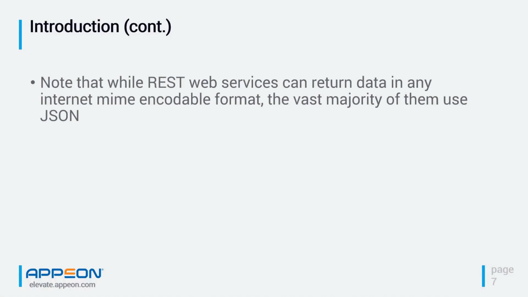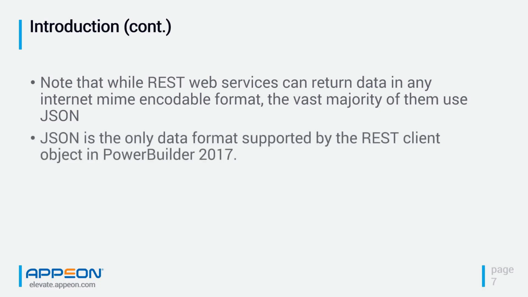Something else I'll note is REST web services, according to the protocol, can return data in any internet MIME encodable format. They can return XML, JSON, a zip file, anything you can MIME encode. However, the vast majority of them use JSON to return the data. And that's actually the only data format that's supported by the RESTClient object in PowerBuilder 2017 R2.